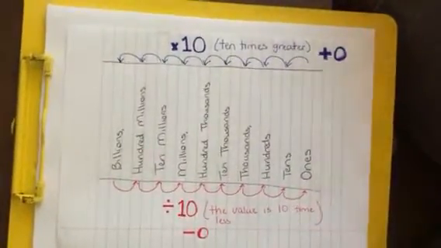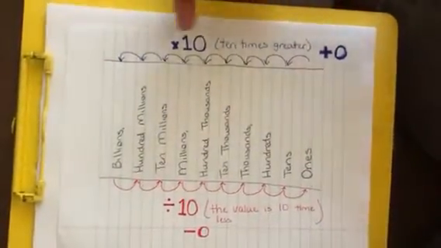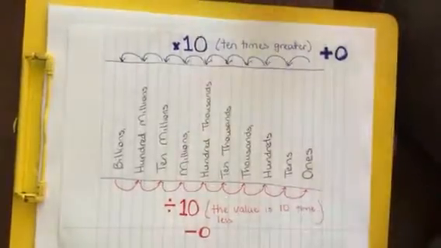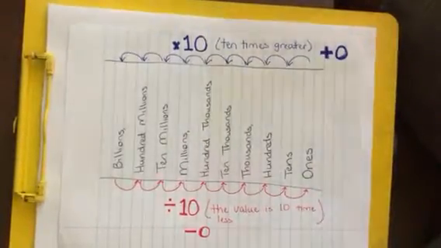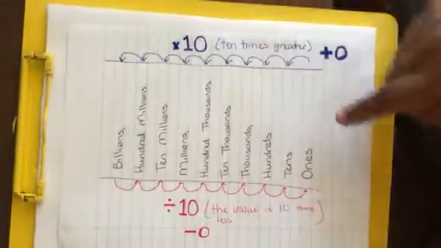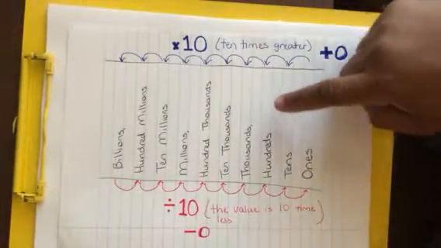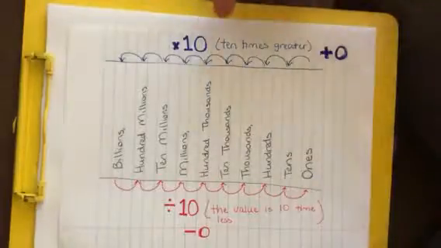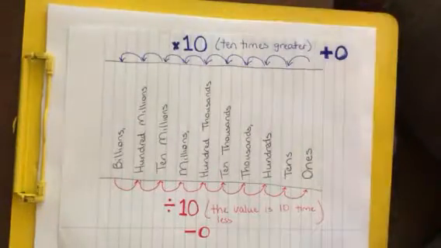Okay, we're going to look at place value. We're doing 10 times as much or 10 times greater and 1/10 of. The key to this is knowing that when you're doing 10 times as much, your value is going to increase by 10. So you're pretty much adding a zero to the value of the number.